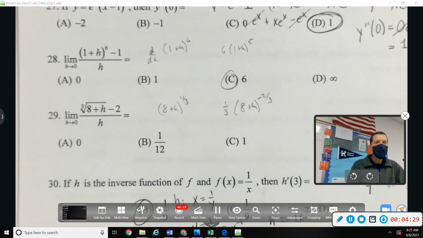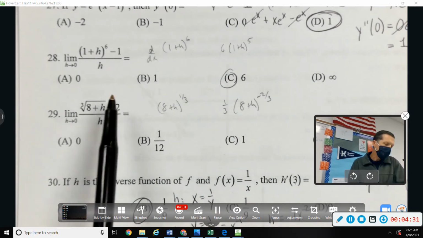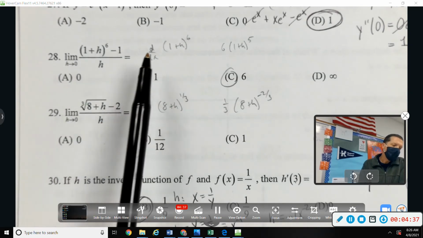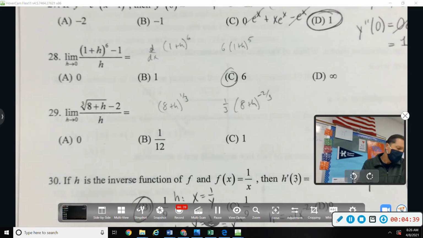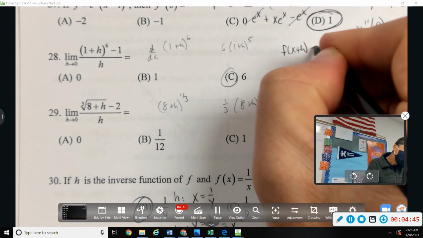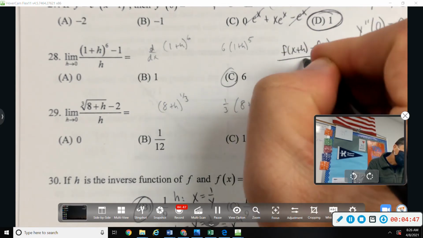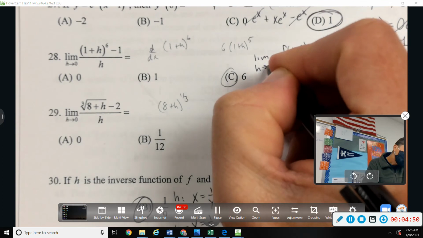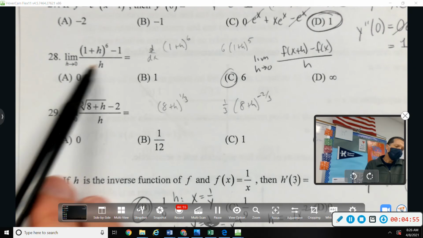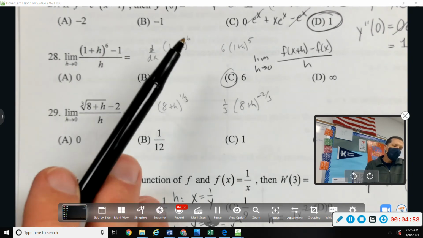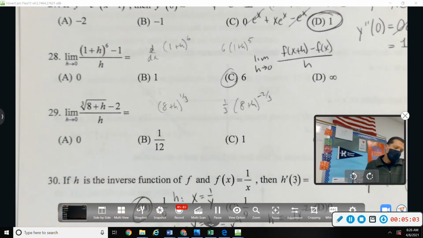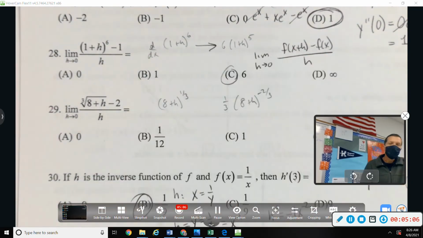On 28 and 29, they want you to recognize that instead of actually doing those limits, that is actually the definition of the derivative. Remember the definition of a derivative is f of x plus h minus f of x all over h as h goes to 0. So they're wanting you to recognize that this is the derivative of 1 plus h to the 6th. So that's a little bit tricky, but it makes these limits manageable.